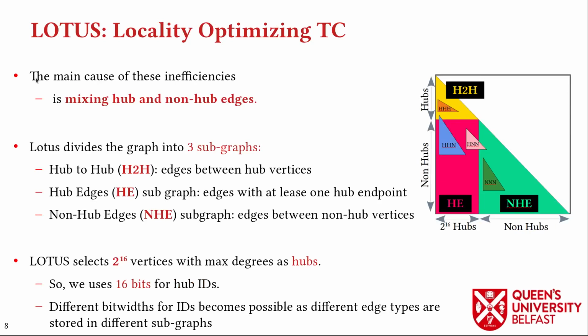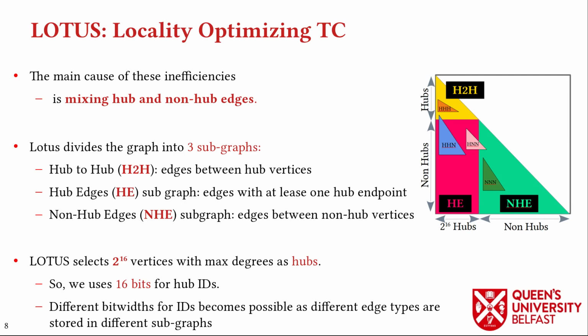We explained three inefficiencies in the forward algorithm for processing power law graphs: low locality for processing non-hop vertices, lack of compactness and inefficient usage of cache capacity, and fruitless searches. The main cause of these inefficiencies is mixing hop and non-hop edges in the same graph.